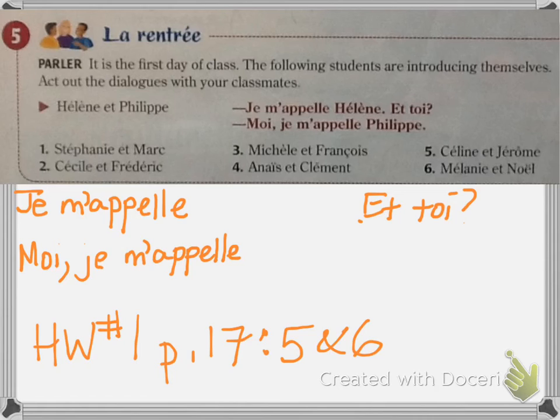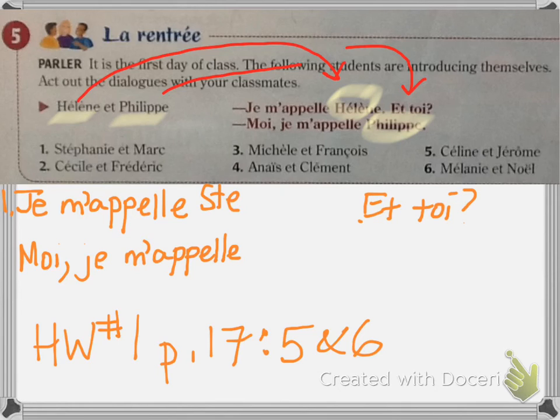Now notice the prompt is 2 names. Here's Helen's name and here's Philippe's name. The first name is always going to go here, and the second name is always going to go in that second spot. So for number 1, what I'm going to write on my paper is number 1, je m'appelle, and then I'm going to put in Stephanie's name, Stephanie. I'm either going to handwrite this out or type it in Google Docs. Et toi? Moi, je m'appelle, and then I put the second name they gave me, which is Mark.